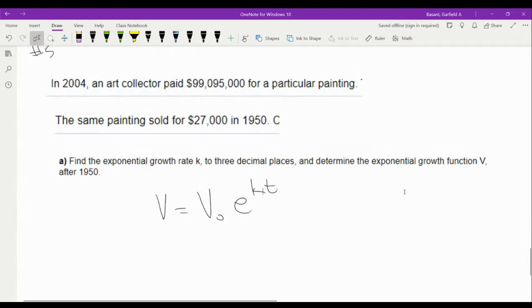So V0 here, once again, is our initial amount, which would actually be 27,000. So this gives us 27,000 e to the kt. So we're required to find k. That's the first thing they ask us to find.